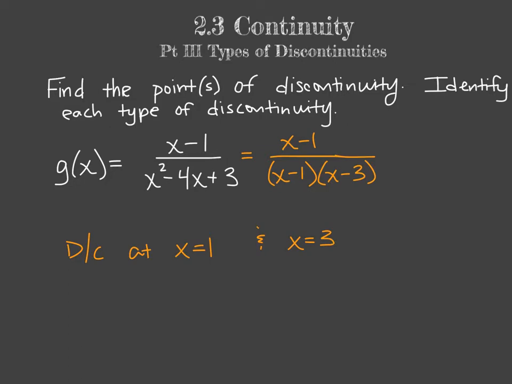But now something special can happen. The x minus 1 factors cancel. We removed those factors. Therefore, x equals 1 is now considered a removable discontinuity. It is a removable discontinuity, no longer an infinite. Now, this factor does not get removed. It does not get canceled. Therefore, x equals 3 is still a vertical asymptote. It is still an infinite discontinuity. And if you didn't realize, D/C means discontinuity.